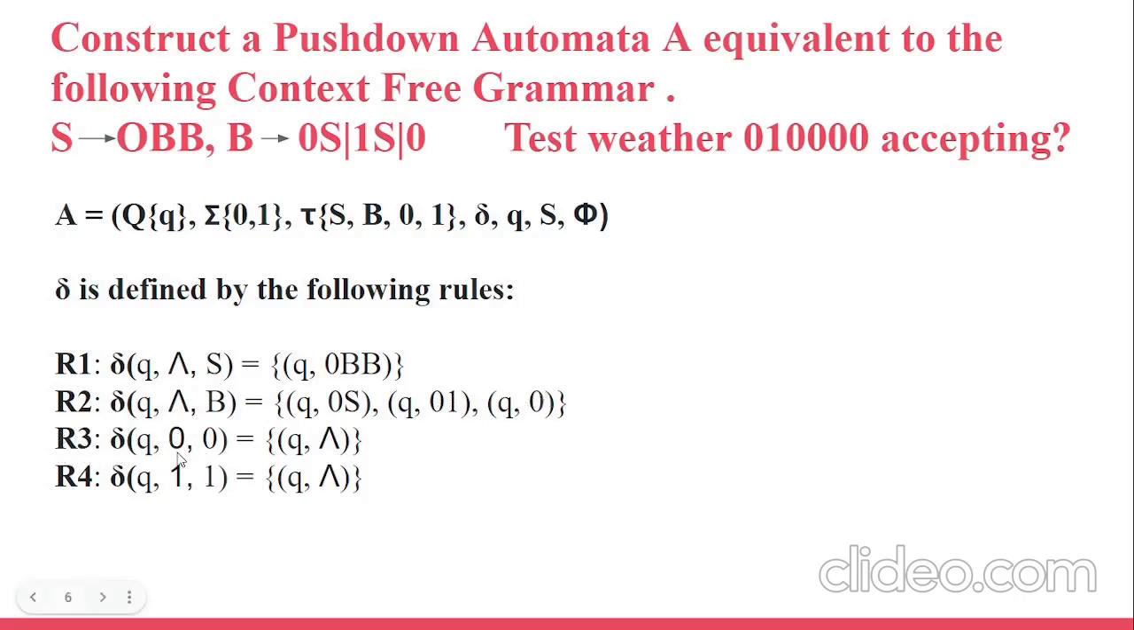Rule 3 defines that if we encounter 0 in the string and the top of the stack also contains 0, we can pop the 0 out of the stack. Rule 4 defines that if we encounter 1 in the string and the top of the stack is also 1, we pop the 1 from the stack. So now let's test the string 0, 1, 0, 0, 0, 0, which is 0, 1, 0 to the power 4, and see if it is accepted by our PDA.